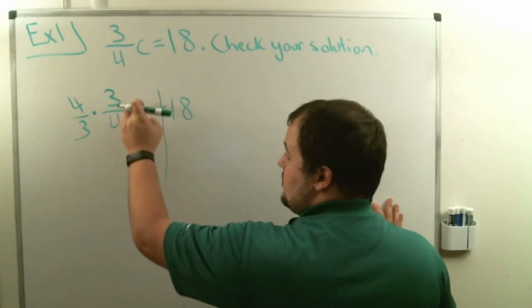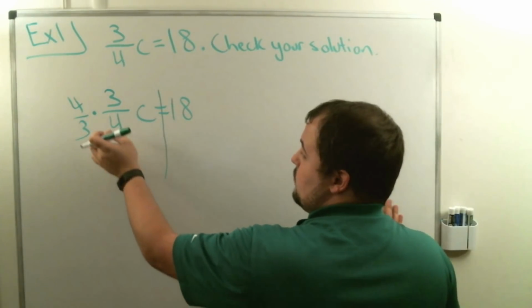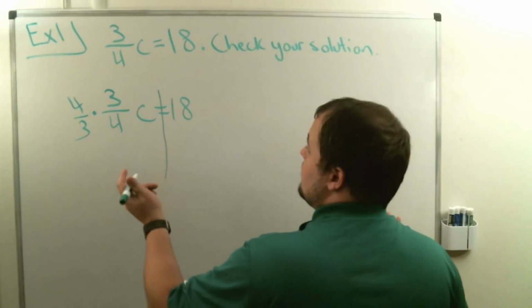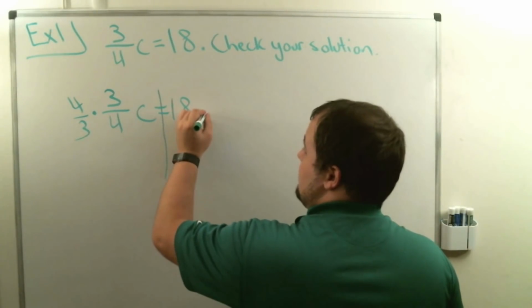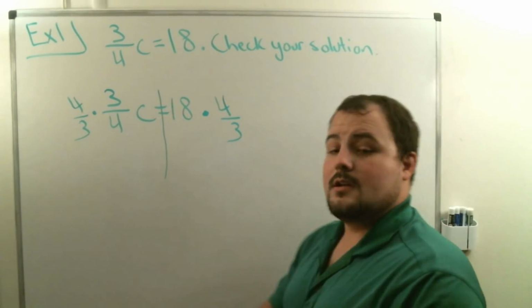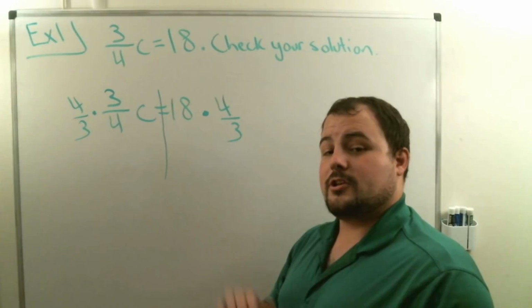So, we want to change this to one letter C, not 3/4 C. So we're going to multiply it by 4/3, which is the multiplicative inverse. And if we do that to one side, we have to do it to the other side. So we multiplied by 4/3 on the left, 4/3 on the right.